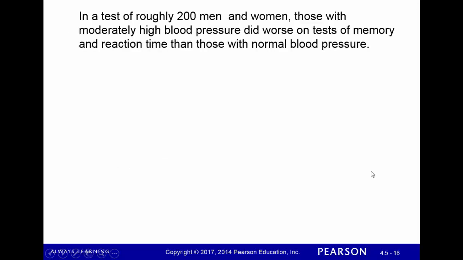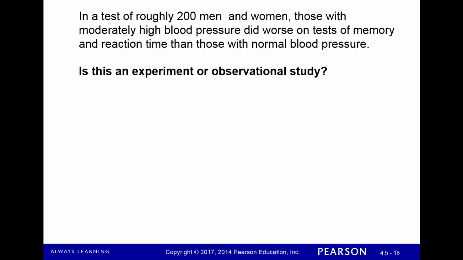In a test of roughly 200 men and women, those with moderately high blood pressure did worse on tests of memory and reaction time than those with normal blood pressure. Is this an experiment or an observational study? Now notice here we're not assigning the men and the women to treatment groups. We're putting them in groups based on a characteristic they already have, which is their blood pressure. This is an observational study.